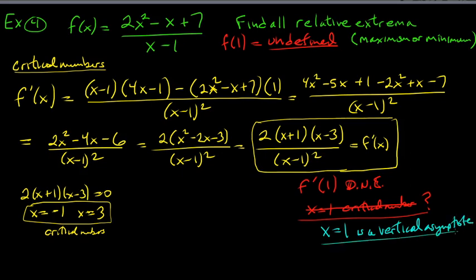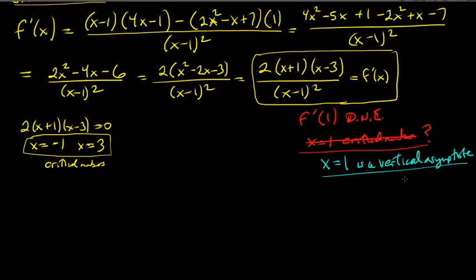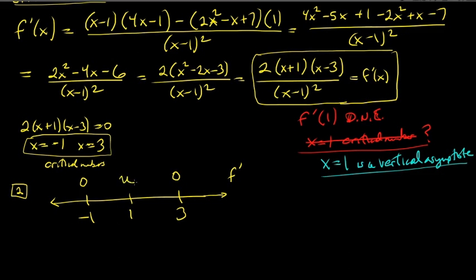Which means when we draw our number line here in step 2, we have negative 1 on the left and 3 on the right. But we also have to include, sorry, not 0, positive 1, even though it's not a critical number. Here the derivative is 0, here the derivative is 0, here the derivative is undefined, but then again, so is the original function.